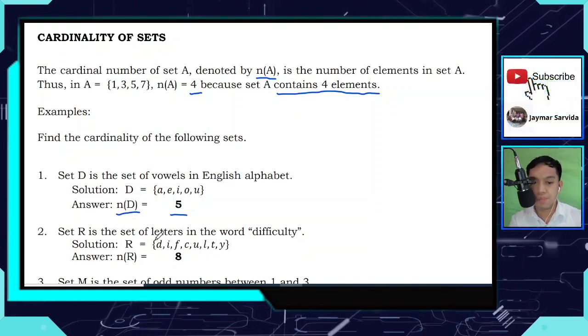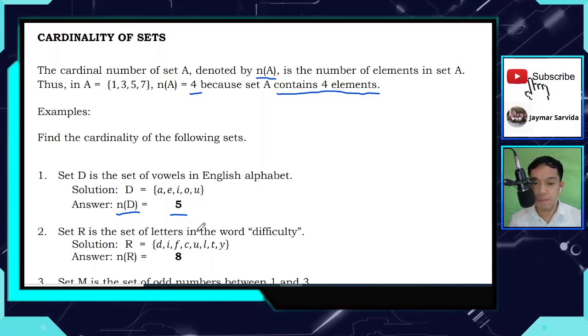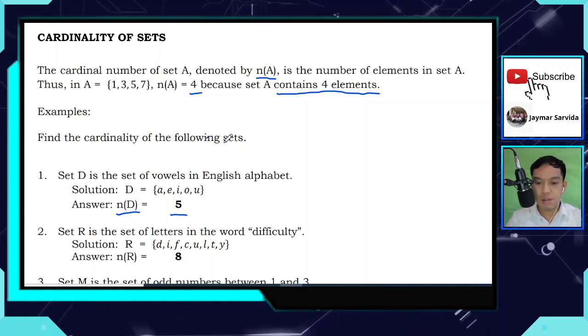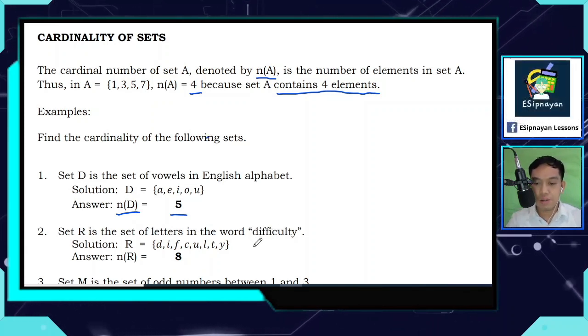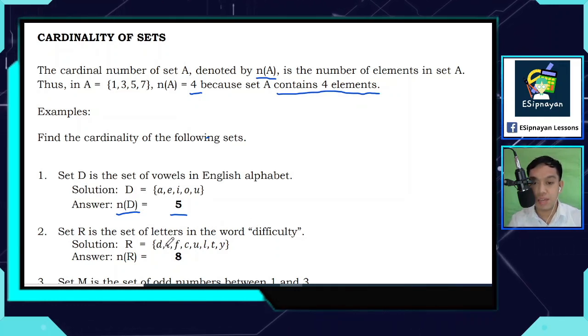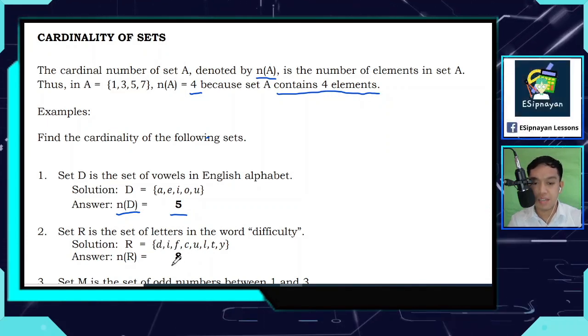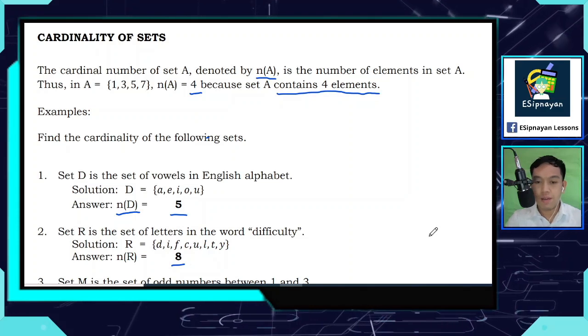Number 2. Set R is the set of letters in the word difficulty. Okay, so dito class, the word difficulty, ilang letters lang yan. Dapat pag sinulat natin siya in a set, hindi pa ulit-ulit yung letters ha. So we have D, isang I lamang, isang F, C, U, L, T, Y. So ilang elements lahat yung ating set R? 8. So the number of elements in set R is 8. Okay?